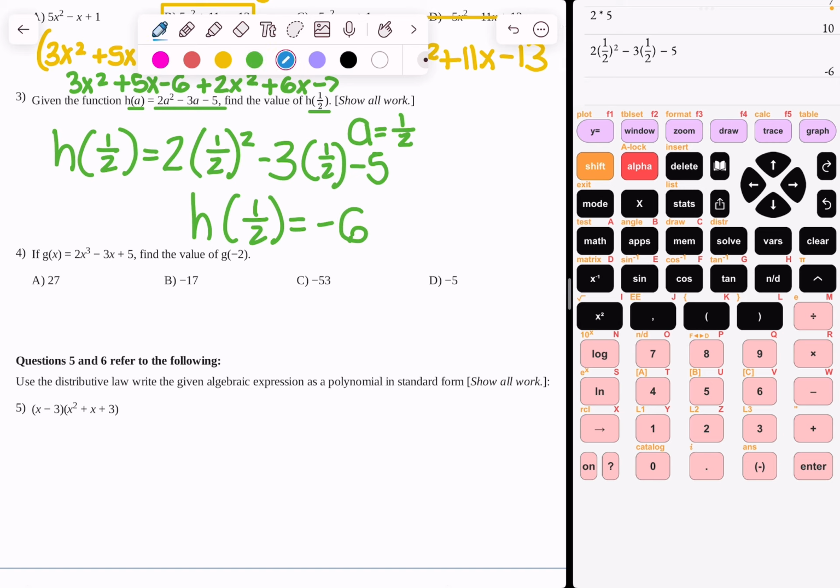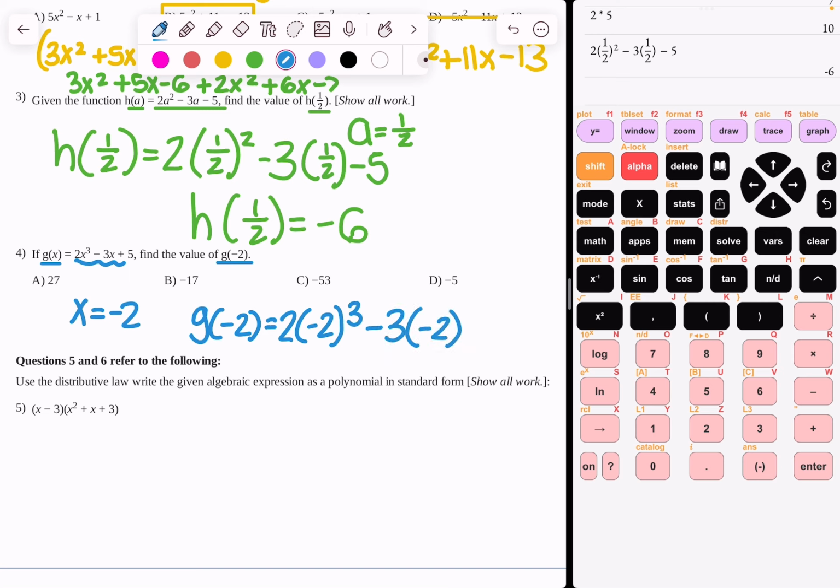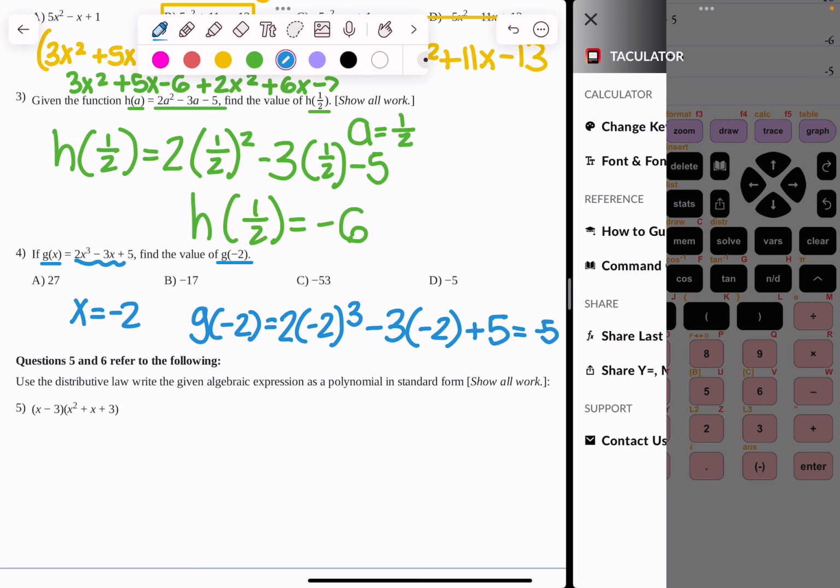We are told that originally we have g of x. Now we have g of negative 2. That means that x got replaced with negative 2, so they are equal. So if we're trying to find g of negative 2, that means with this expression, anywhere I see x, I'm going to replace it with negative 2. All right, let's do it. 2 parentheses negative 2 to the third minus 3 parentheses negative 2 plus 5. And that gets us negative 5, which is choice D.